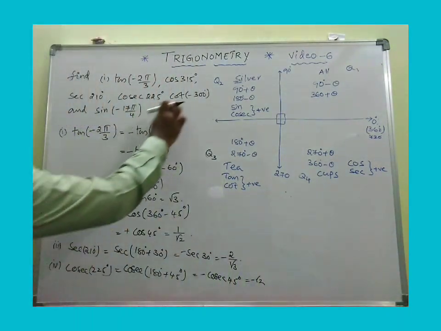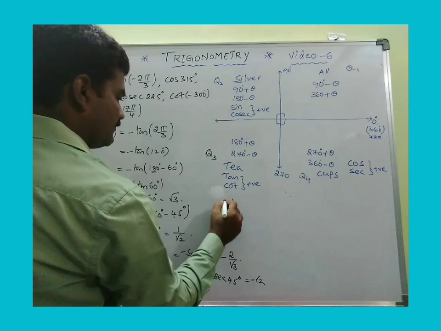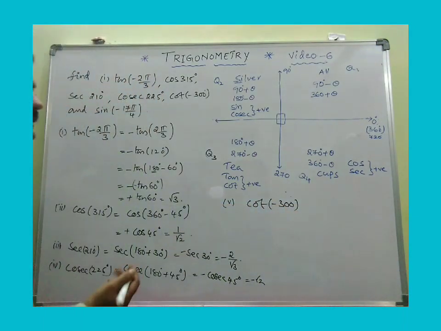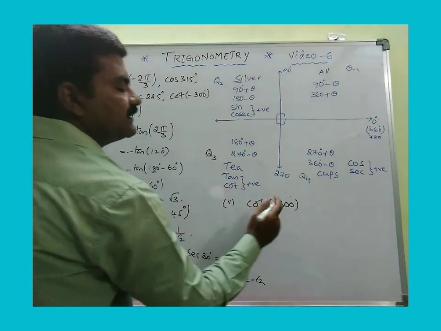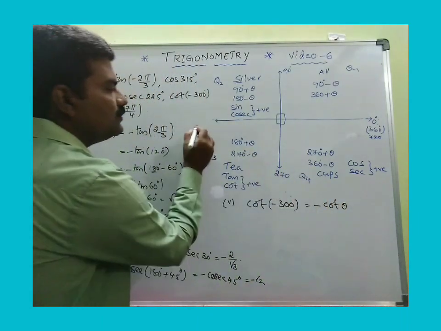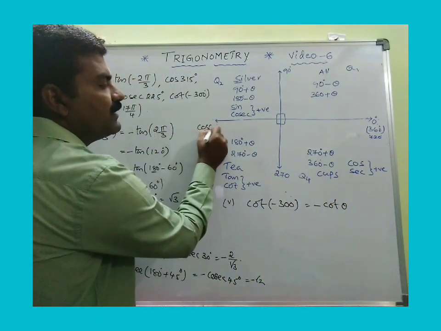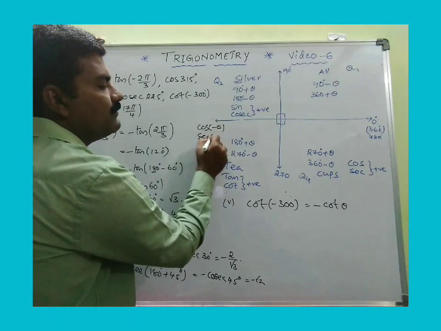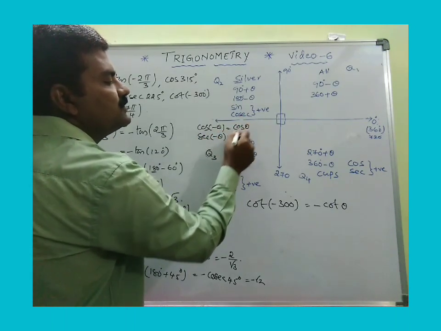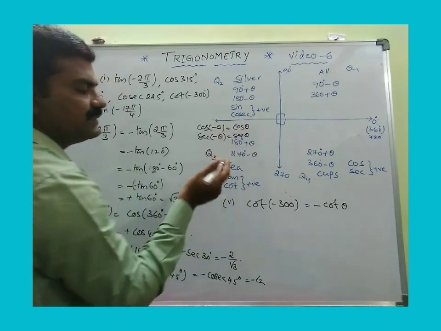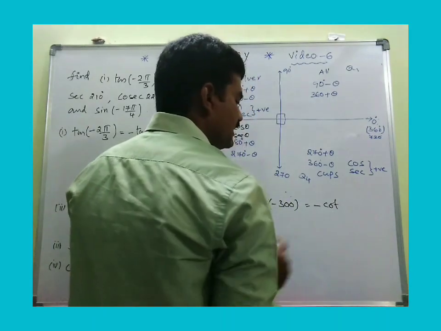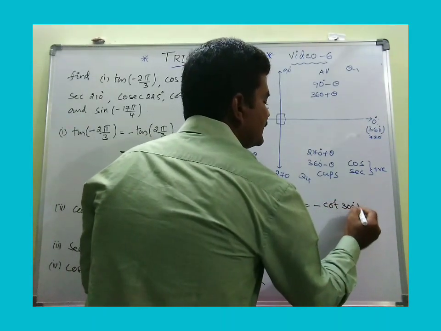Now, coming to number 5, which is cot of minus 300. First of all, what is cot of minus theta? Minus cot theta. I told you, only cos of minus theta and secant of minus theta give you positive cos theta and positive secant theta. The rest are all negative. I mean it is minus cot 300 degrees.